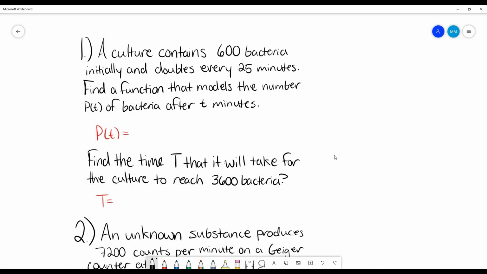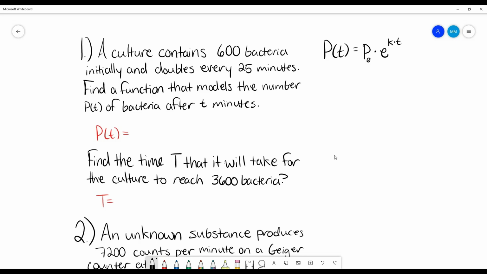It says a culture contains 600 bacteria initially and doubles every 25 minutes. Find a function that models the number of bacteria after t minutes. Okay, well, in this case we need to use this function where P of t is the number of bacteria after a certain number of minutes. P naught is our starting number of bacteria, so it's going to be 600. Then it's all times e to the k times t.